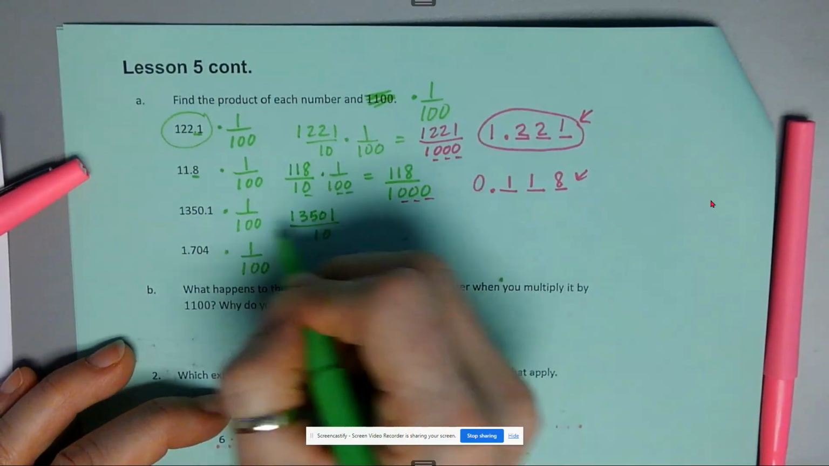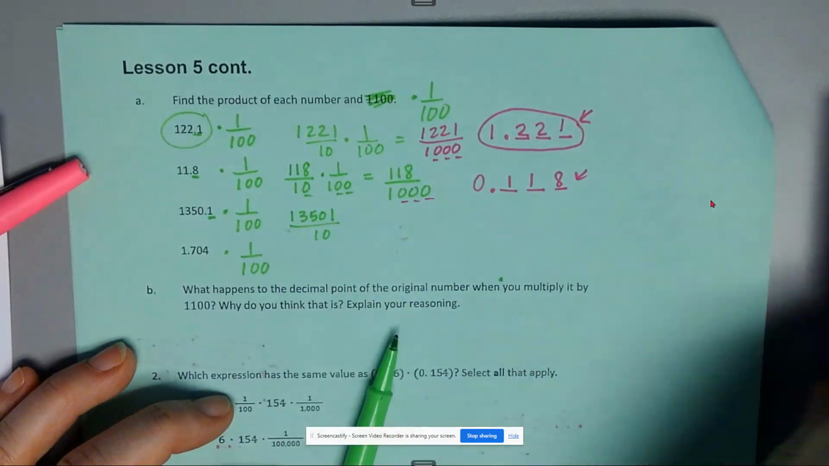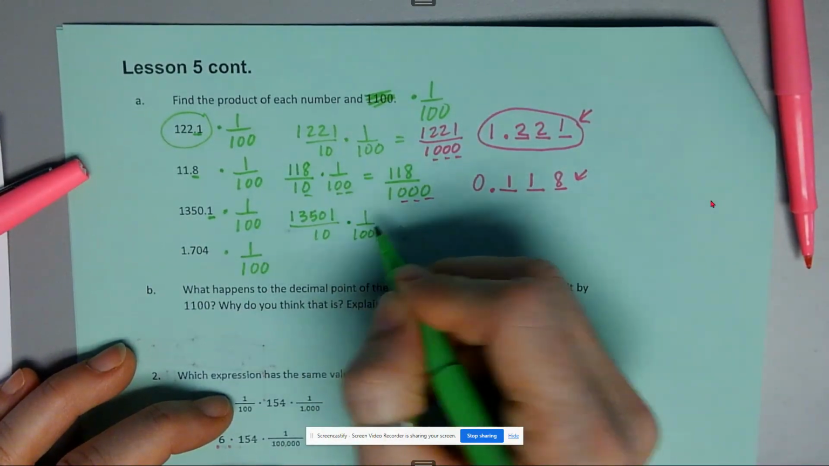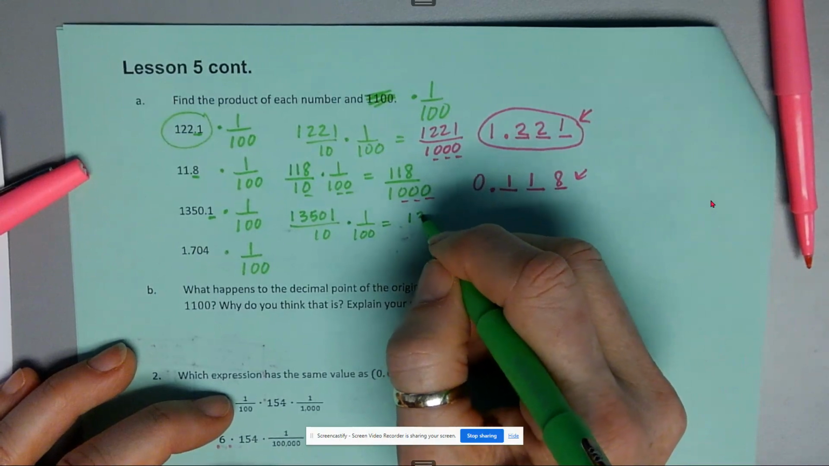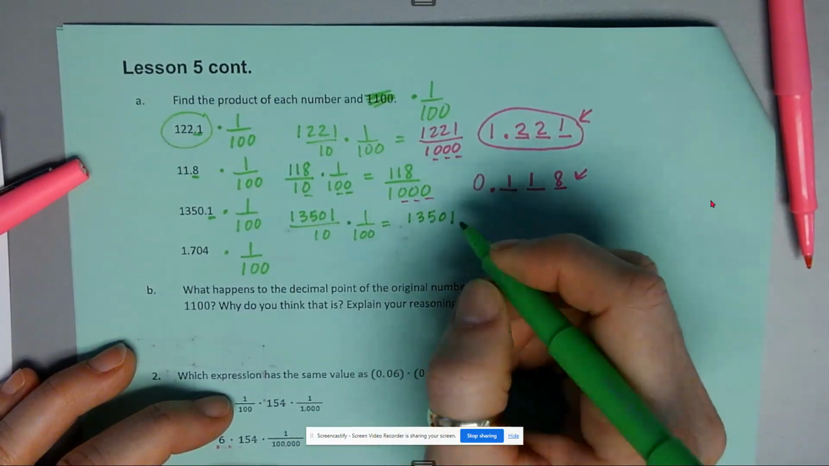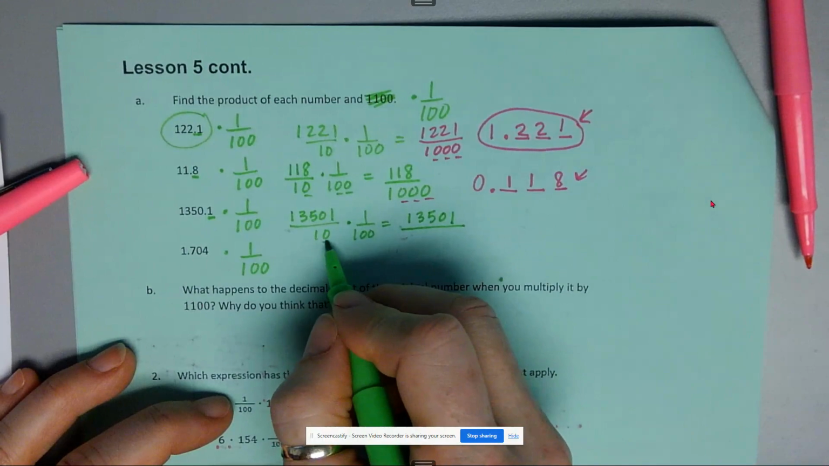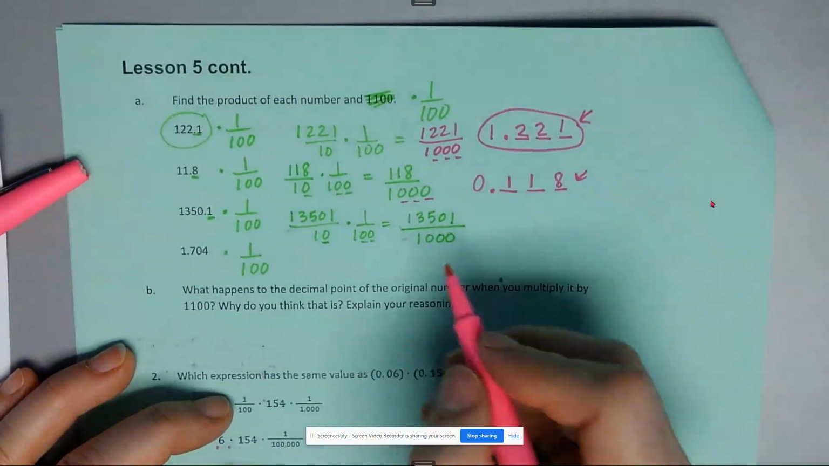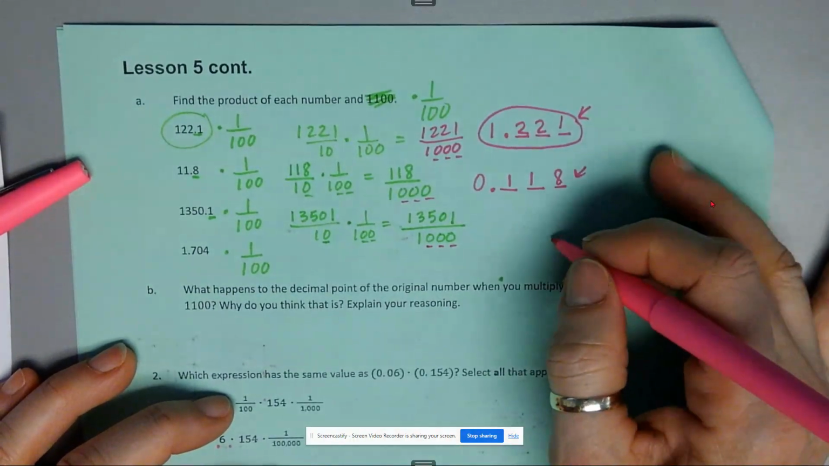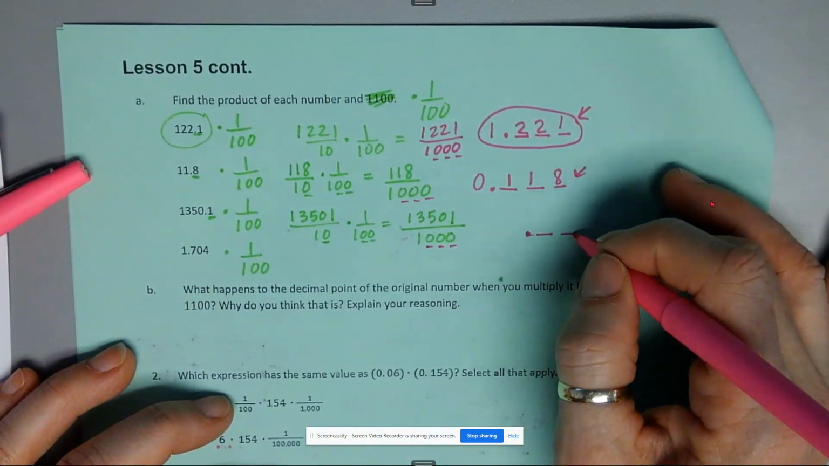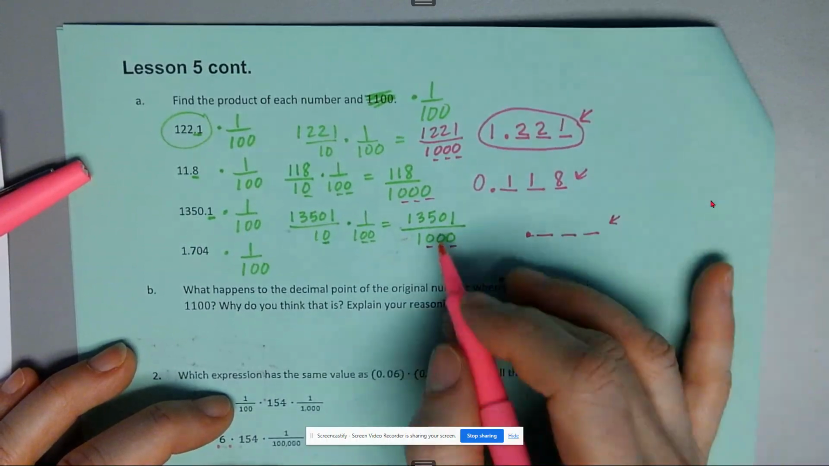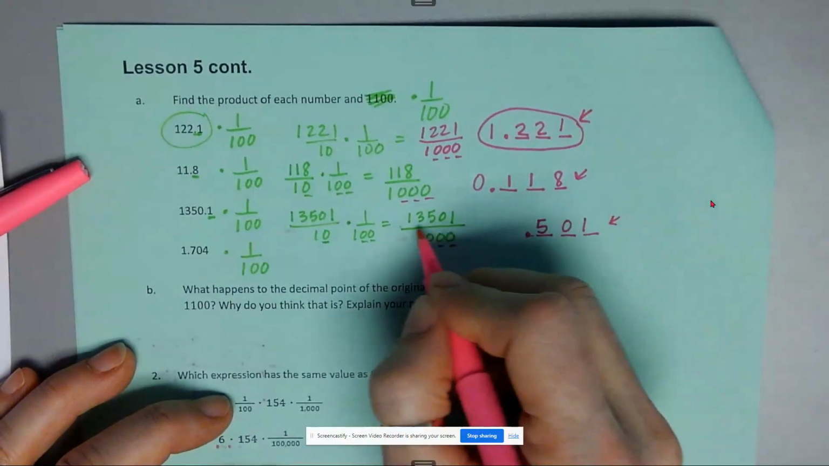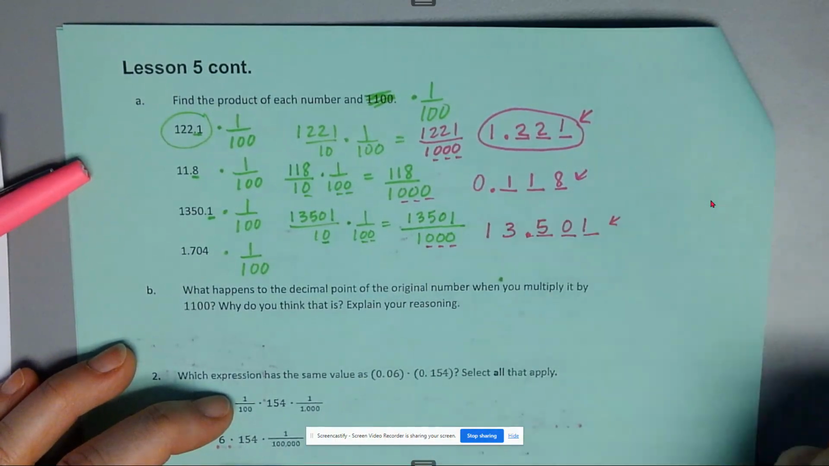13501 over 10 again, because we just have that one decimal place, times 1 over 100 equals 13501 over, well, 10 times 100 is 1,000. 3 zeros, 3 decimal places. I'll move over. Starting on the right, you can tell we're going to have extra numbers. 1, 0, 5. I'm doing them in order. 3, 1.